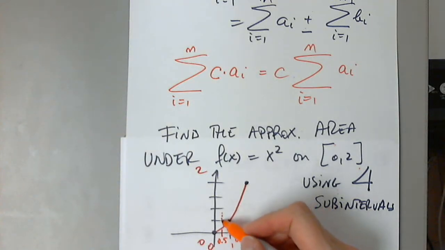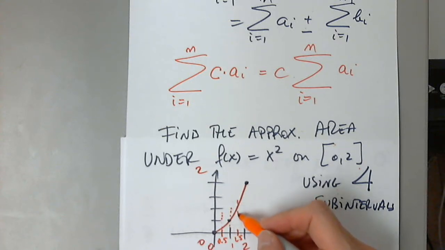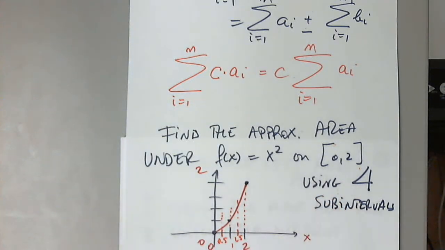I will draw vertical lines through all those, 0, 0.5, 1, 1.5, and 2. The first method will be with the leftmost point. So I have to create a rectangle that has 0.5 base and height at 0. The next one, 0.5 base and height at 0.5. Next one, 0.5 base and height at 1. And the last one, 0.5 base and height at 1.5.